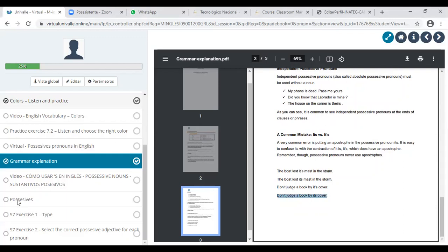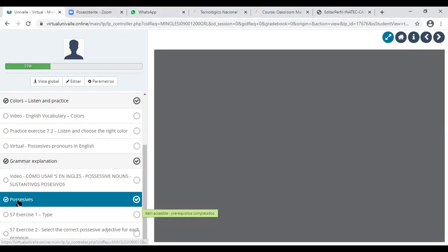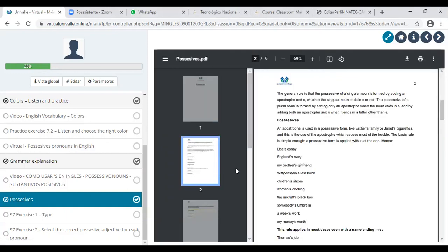Okay. Also, we have here possessive for names. The general rule is that the possessive of a singular noun is formed by adding an apostrophe and s, whether the singular noun ends in s or not. The possessive of a plural noun is formed by adding only an apostrophe when the noun ends in s, and by adding both the apostrophe and s when it ends in a letter other than s.